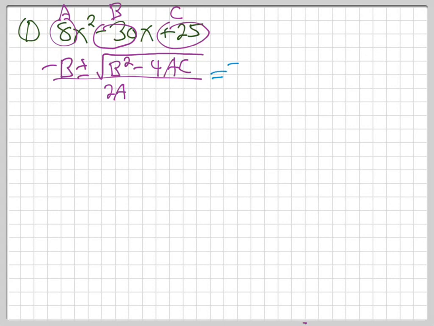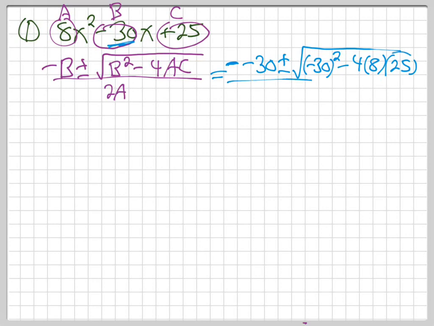So negative b, what's b? Negative 30. Negative 30 plus or minus the square root of b squared, minus 30 squared, minus 4 times a, which is 8, times c, which is 25, all over 2a. Okay, so we have that all broken down. Now let's use our calculator. So here we have two negatives, makes it positive.